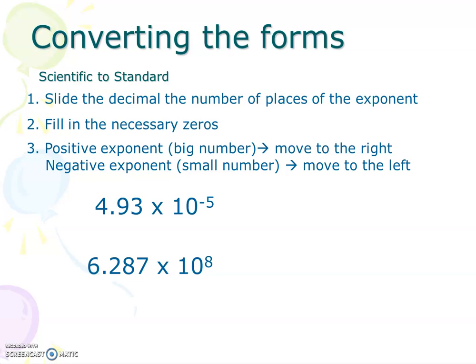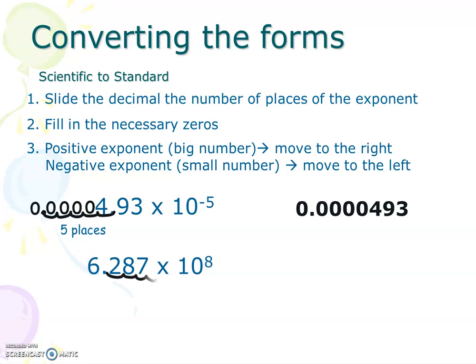So that negative 5 basically says, let's slide the decimal 5 places to the left to get what this thing looks like as an actual number. And you're going to fill in the zeros to where that decimal goes. We also like to put a leading zero in front of that decimal, giving you the value in standard form. The 6.287, I said, is going to be enlarged by a factor of 10 to the 8, so that's actually 100 million. So the decimal is going to slide 8 places to the right, and you're going to fill in the necessary zeros there up until where the decimal is. So this is going to be a very large number.